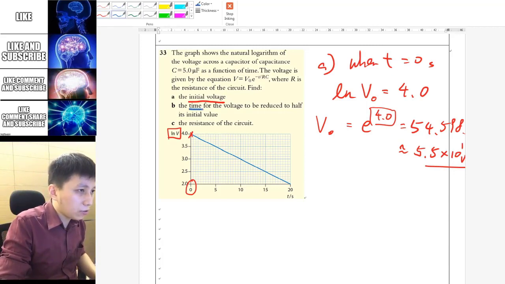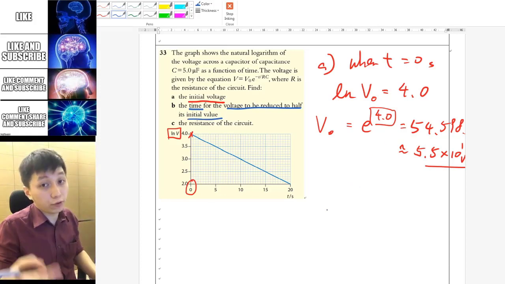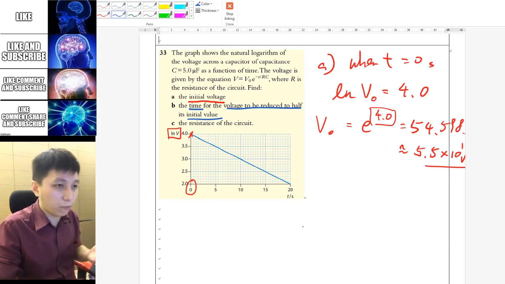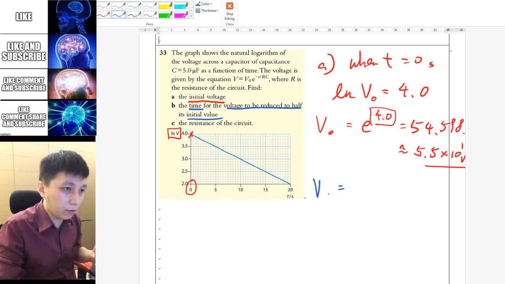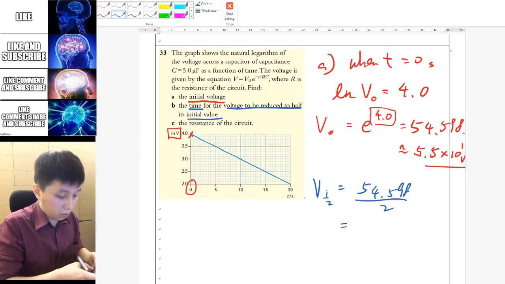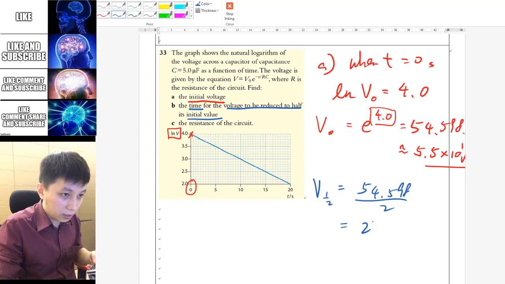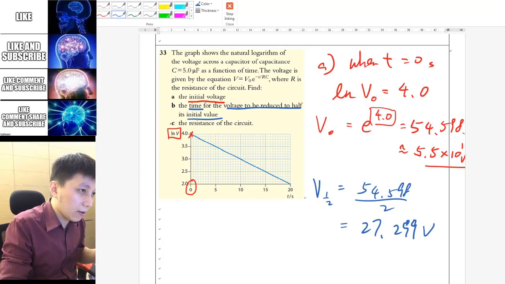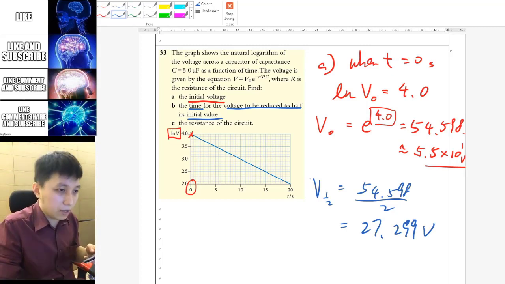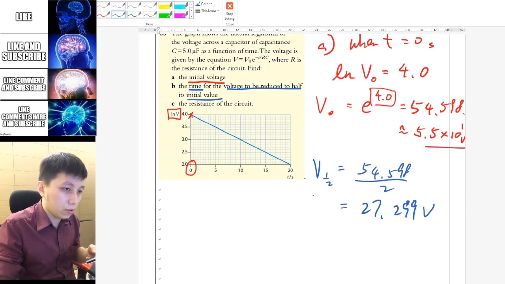Part B is asking you the time when voltage dropped to half of the original value. So you may just want to find the value directly for a more intuitive way. So the V that you are looking for, let's call it V half, is going to be, well, I'll use the original value, 54.598 divided by 2, so about 27.299.